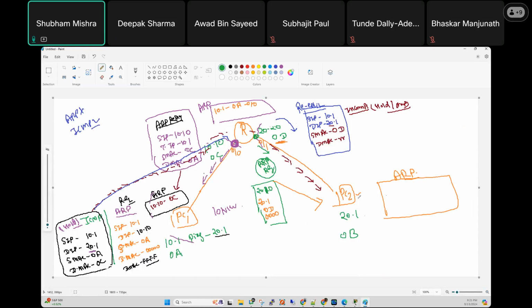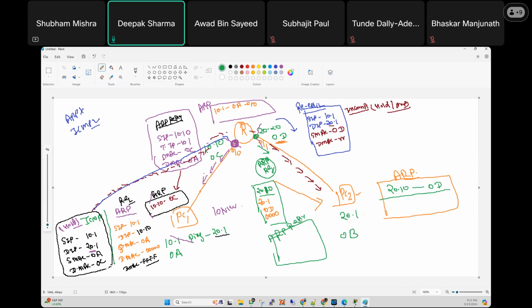In the ARP table, PC number 2 checks what the source IP address is. Source IP address is 20.10. And what is the MAC address for 20.10? That is 0D. And it makes the entry in which table? The ARP table. Now, PC number 2 will generate which packet, guys? The ARP reply. PC number 2 will generate the ARP reply.